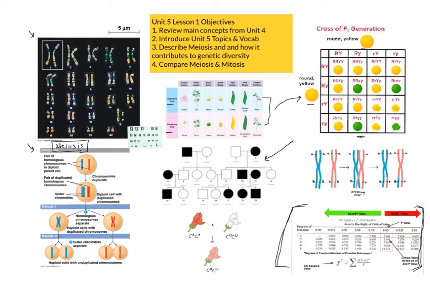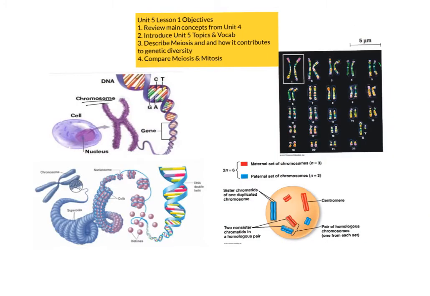So now that we have a little bit of an idea of what we're going to talk about in Unit 5, let's talk about one of the first main topics, which is meiosis. Okay, and in order to talk about meiosis, we got to talk about a few key vocab terms, and these are in your notes as well.